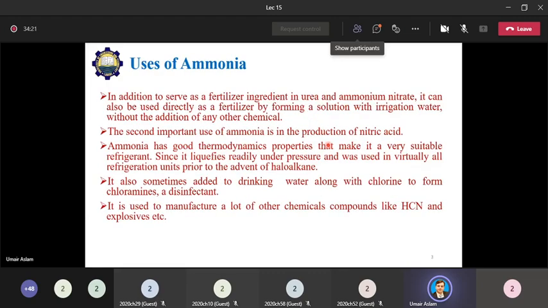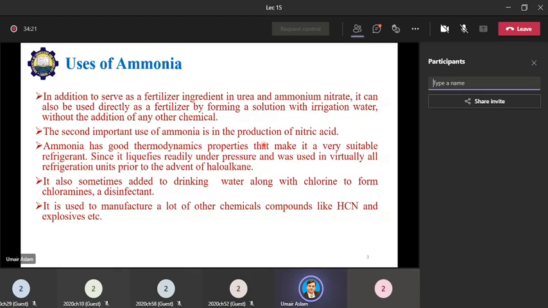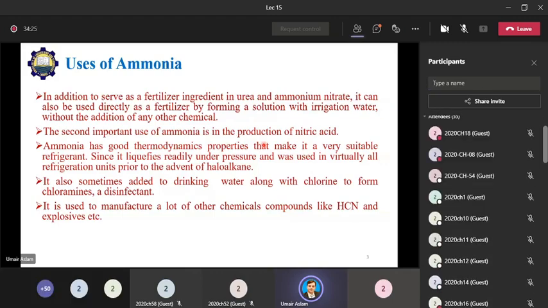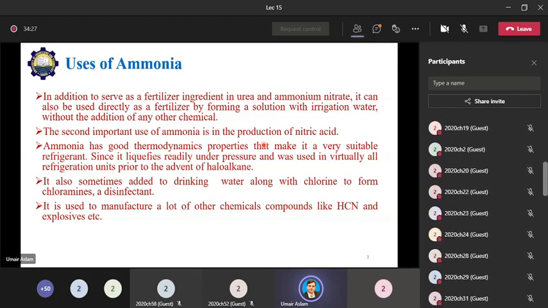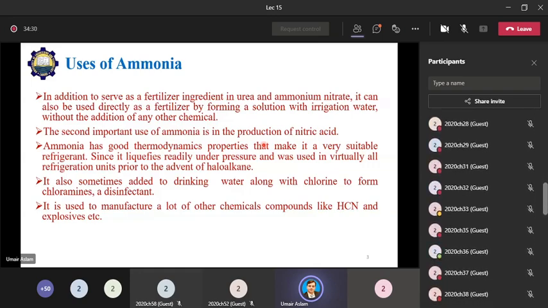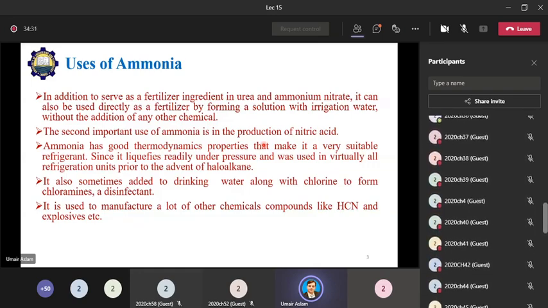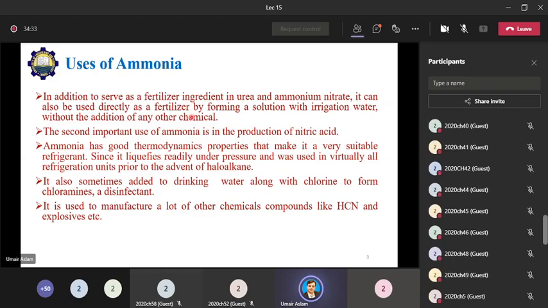Now it has plenty of uses. It can be used in the manufacturing of some important fertilizers like urea and ammonium nitrate. It can also be used as a fertilizer.